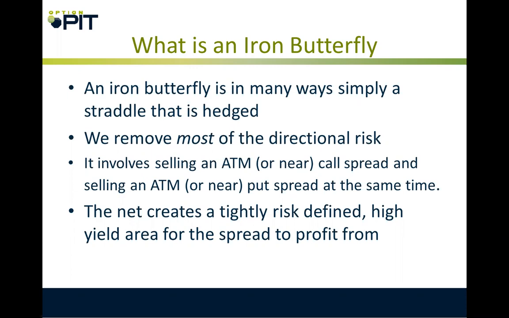You're selling at the money or near the money call spreads and selling at the money or near the money put spreads at the same time. And what it does is it creates a tightly risk-defined, high yield area for a fly. So you're basically selling two spreads against each other. An iron condor sells two spreads wide, and an iron butterfly sells two spreads very close together.